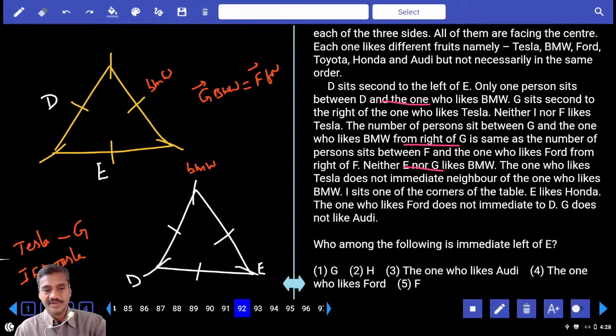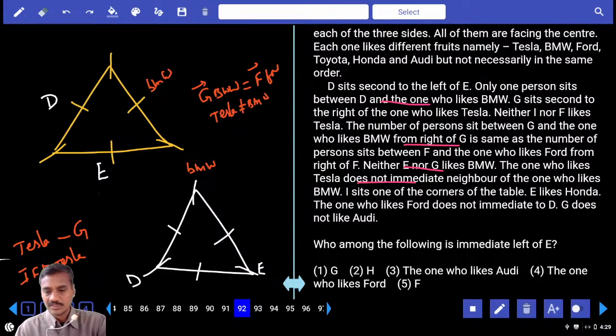The next one. The one who likes Tesla is not immediate to the one who likes BMW. Tesla cannot be adjacent to BMW. That means Tesla and BMW are not adjacent to each other.